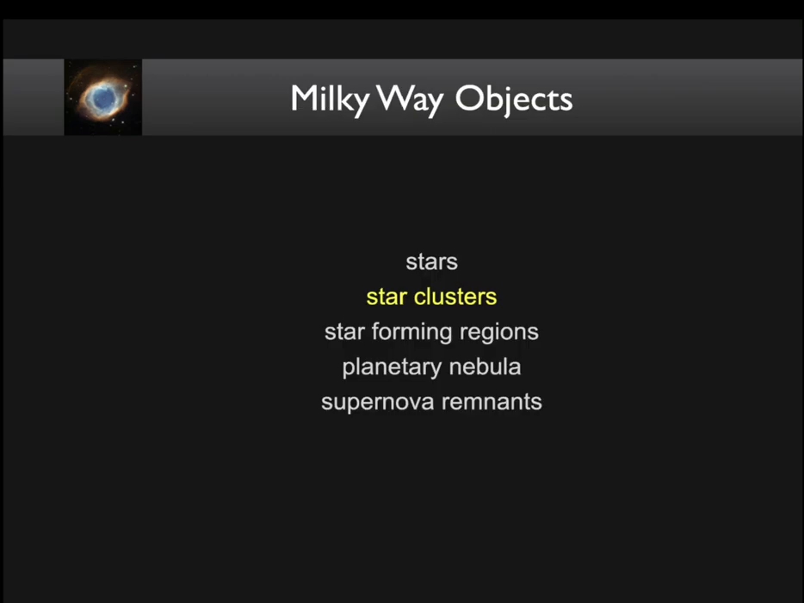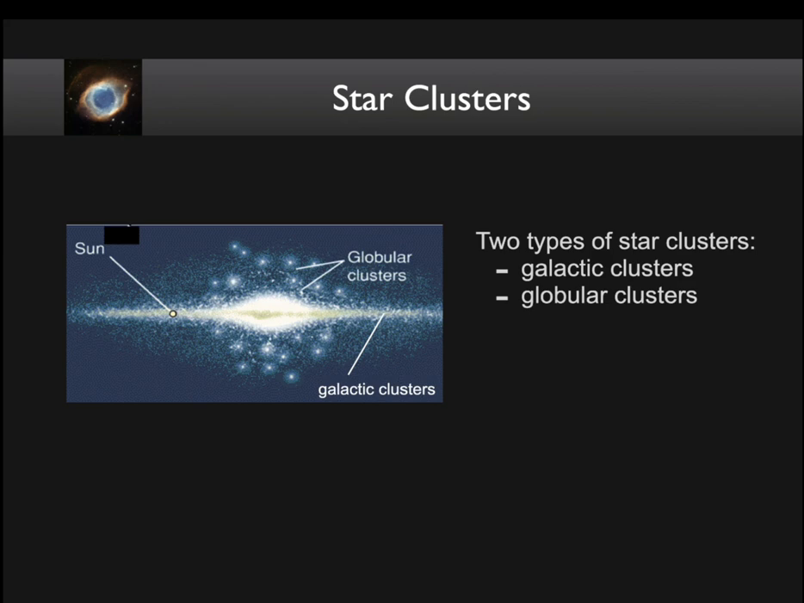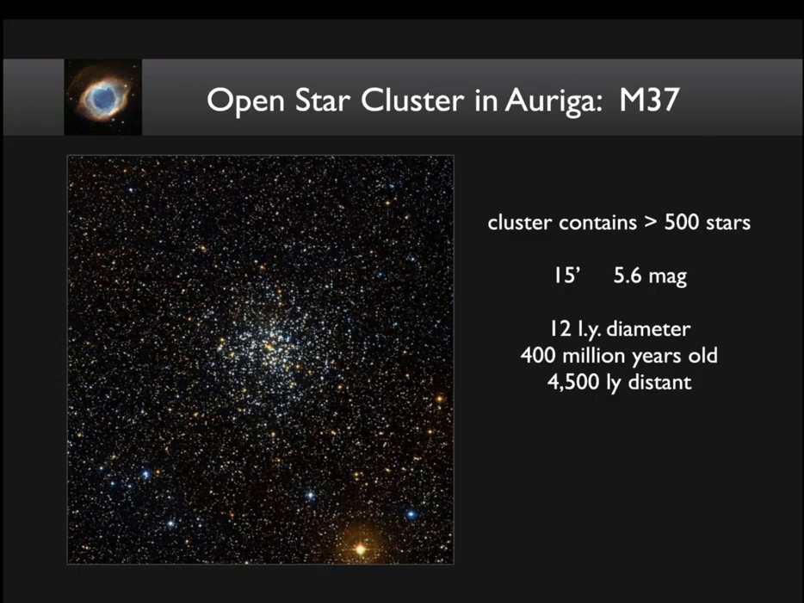Okay. Most stars are actually formed not by themselves, but in clusters of stars. There are two kinds of star clusters. There are galactic clusters, which lie in the galactic plane of our Milky Way galaxy, and globular clusters, which are above and below the plane in the halo of our Milky Way galaxy. So we'll look at examples of each. The open star cluster M37 in the constellation Auriga is a collection of about 500 stars, and it's about 12 light years in diameter.